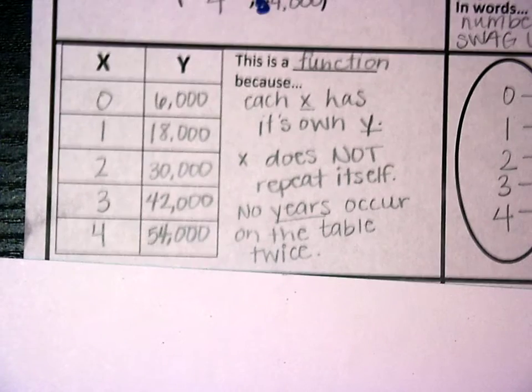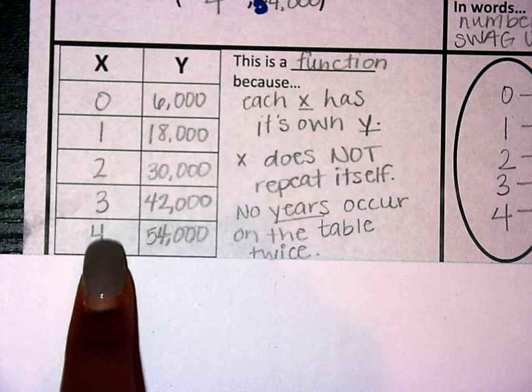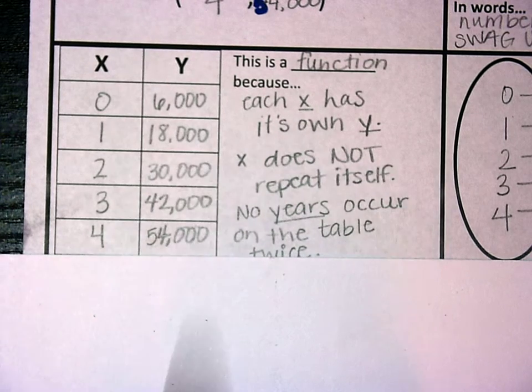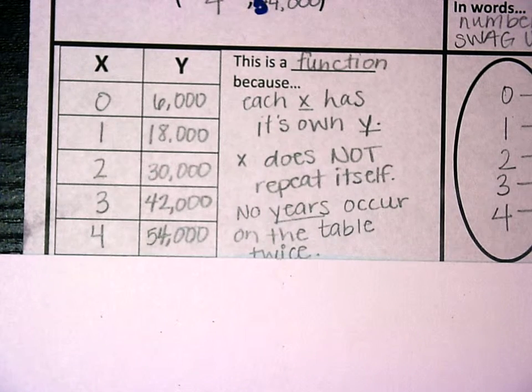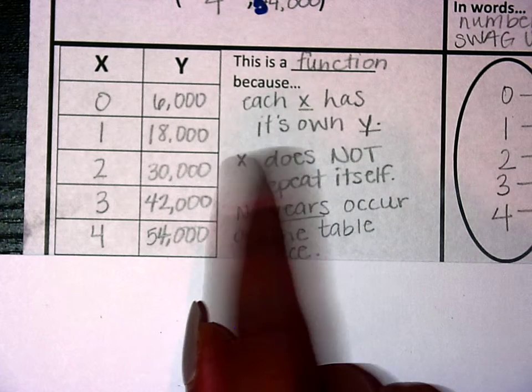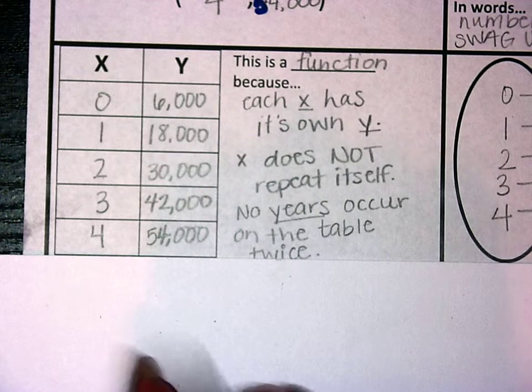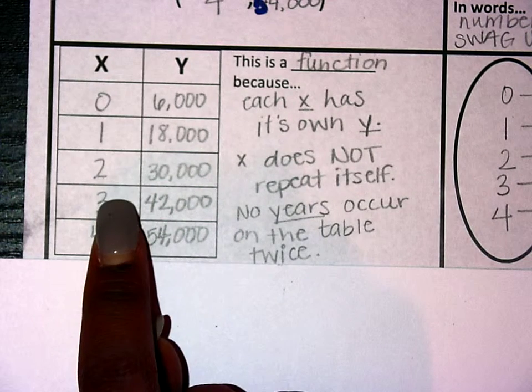Now for my table. I listed my x values. I listed my y values, same as I had in my ordered pairs. This is a function because each x has its own y. X does not repeat itself. No years occur twice on the table.